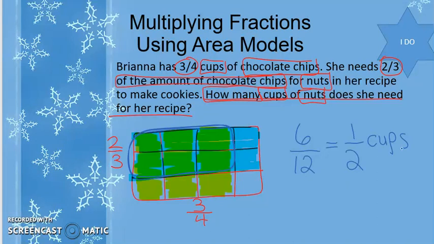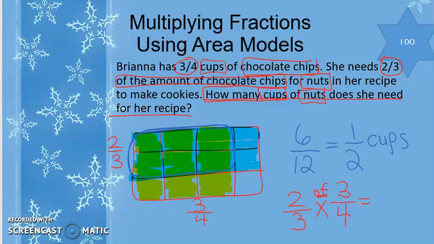Now I want to show you how to do this with the standard algorithm. Okay, easy peasy. But we also, once again, need to understand how and why we would use this area model. So if we're using the standard algorithm, we would say we need 2/3 multiplied, and that is that word of, our 3/4 to equal the amount of nuts.